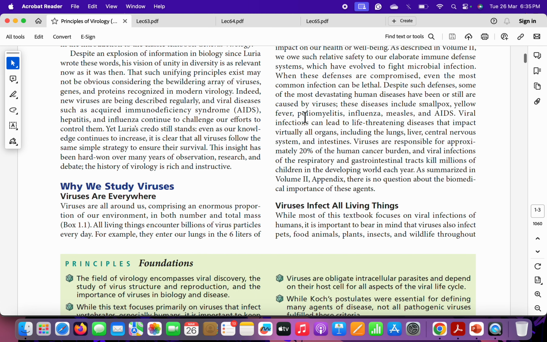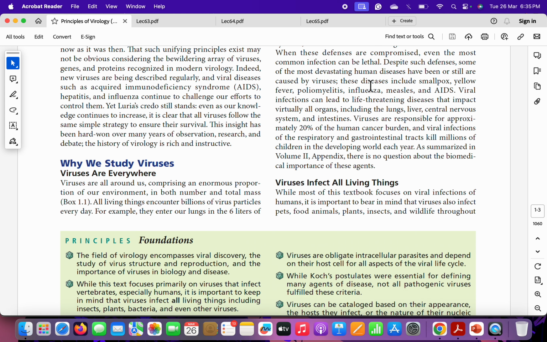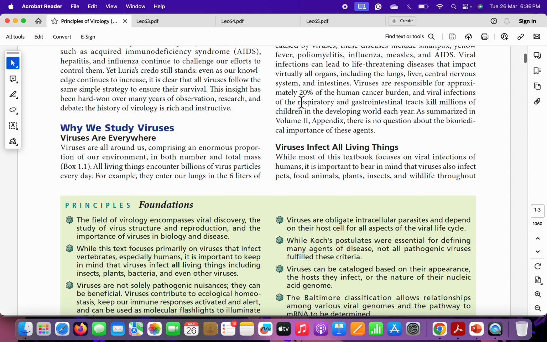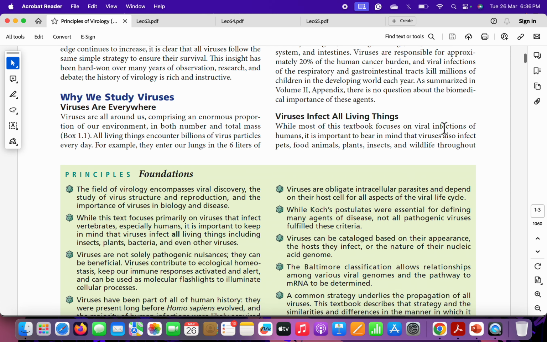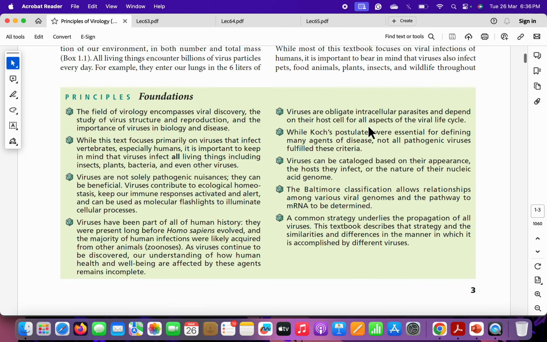Despite such defenses, some of the most devastating human diseases have been or still are caused by viruses. These include smallpox, yellow fever, poliomyelitis, influenza, measles, and AIDS. Viral infection can lead to life-threatening diseases that impact virtually all organs, including the lung, liver, central nervous system, and intestine. Viruses are responsible for approximately 20% of the human cancer burden and viral infections of the respiratory and gastrointestinal tracts. Viruses infect all living things.